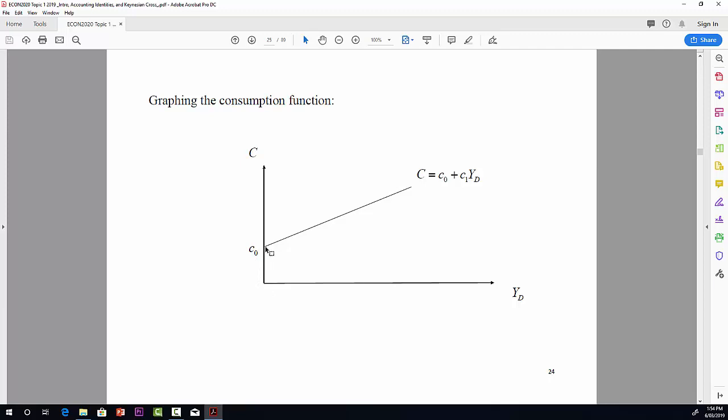So that's what consumption is if income is 0, but as income increases, consumption also increases. But it increases by less than 1. So the slope of this consumption function, C1, we said is less than 1. So it's not at a 45-degree angle. It's a little bit less than a 45-degree angle.